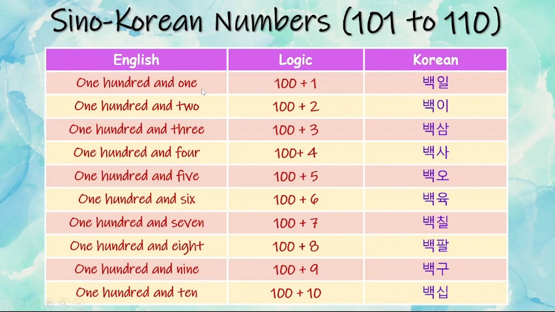Suppose you have to say 101 in Korean language. Now 101 is a combination of 100 and 1. Okay, we already know that 100 is baek and 1 is il. So 101 is very simple, baek il, right? Similarly 102 is baek i, then baek sam, baek sa, baek o, baek yuk, baek chil, baek pal, baek gu, baek sip. Very easy concept. You just need to apply this particular logic to each and every number.